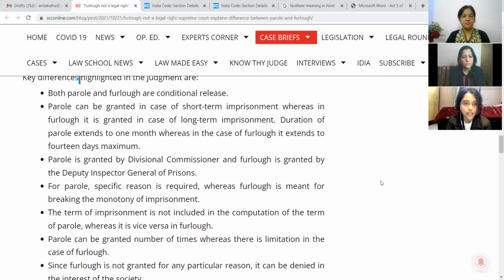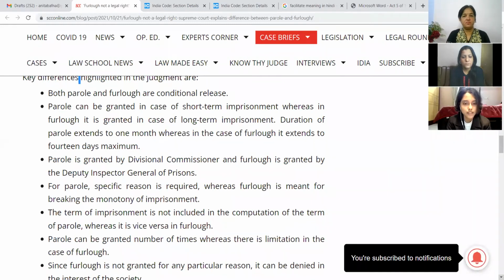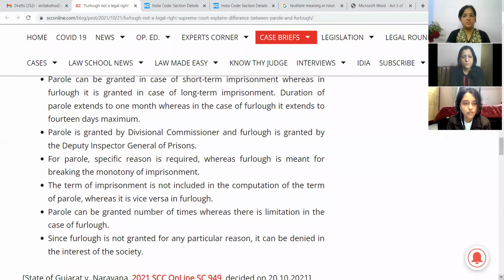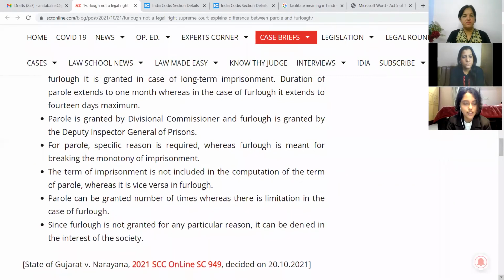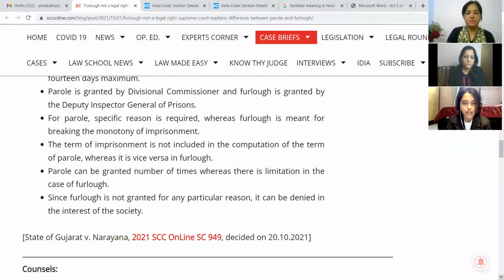The term of imprisonment is not included in the computation of the term of parole, whereas it is vice versa in furlough. Parole can be granted any number of times, whereas there is a limitation in the case of furlough. Since furlough is not granted for any particular reason, it can be denied in the interest of society. State of Gujarat versus Narayana.